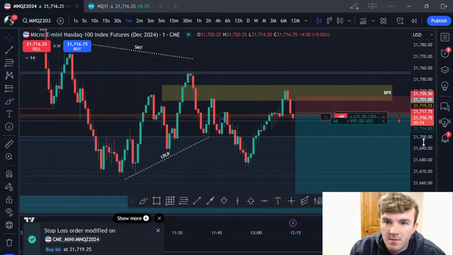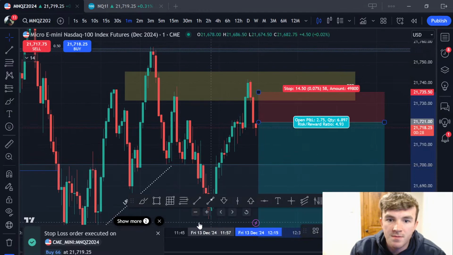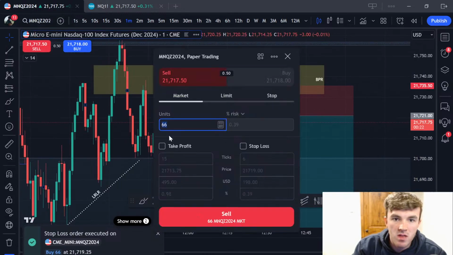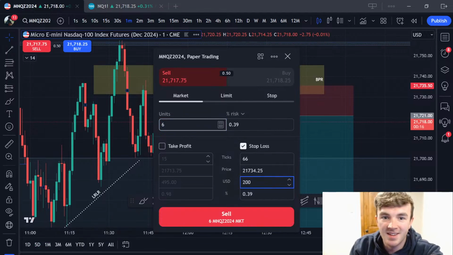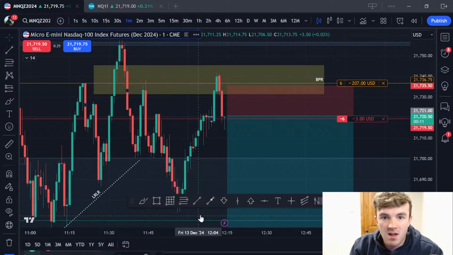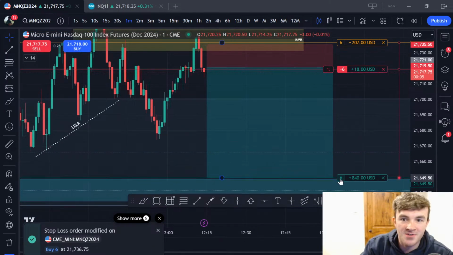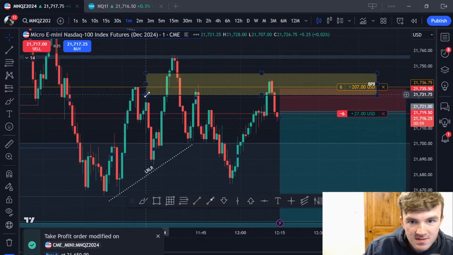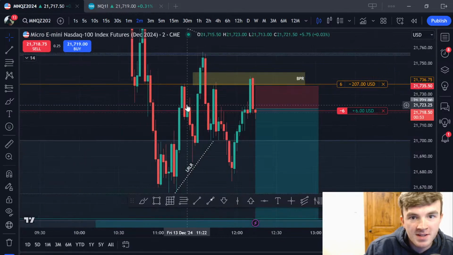What? I'm genuinely so confused right now. Why is it showing that? Okay, good thing it's paper because I don't know what just happened. Oh, I did 66 contracts. Bro, good thing that was paper. There we go. That's the one I wanted. This is a pretty high RR trade on paper. If this works out, I'm the paper trading king.